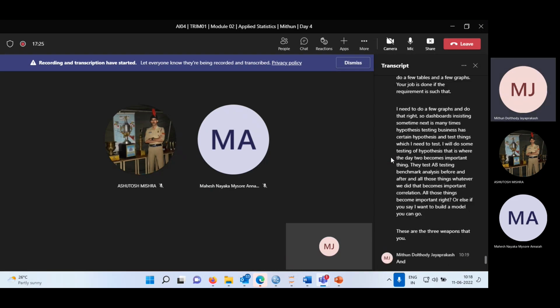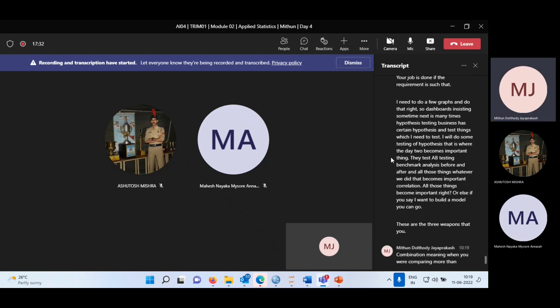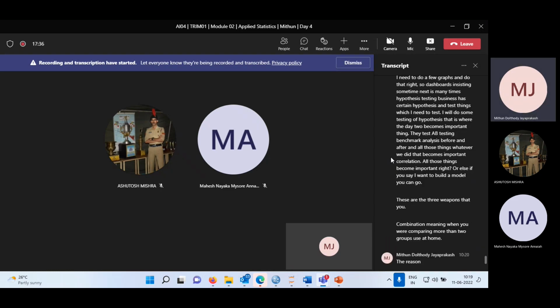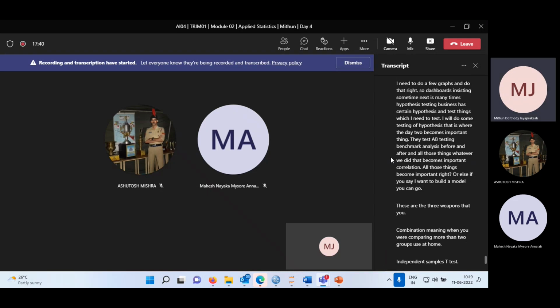ANOVA is only for when there are multiple combinations. When you are comparing more than 2 groups, use ANOVA. Otherwise, only a T-test, independent samples T-test. Okay, so far we are clear.